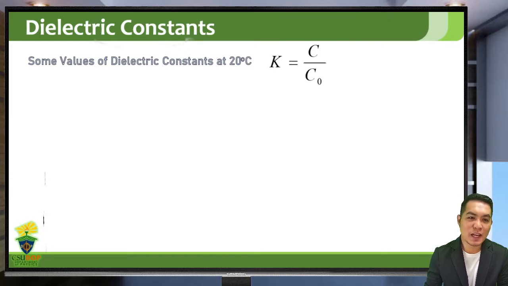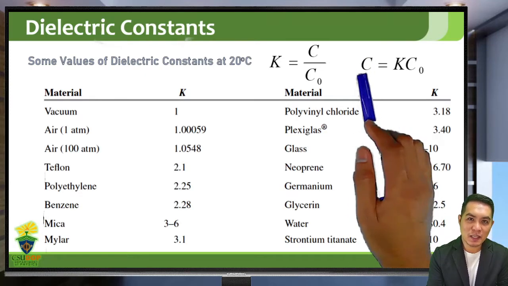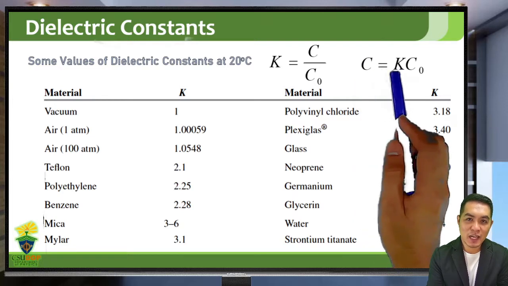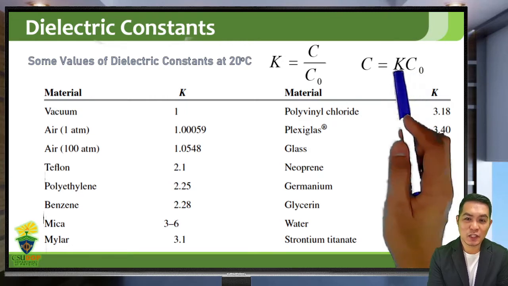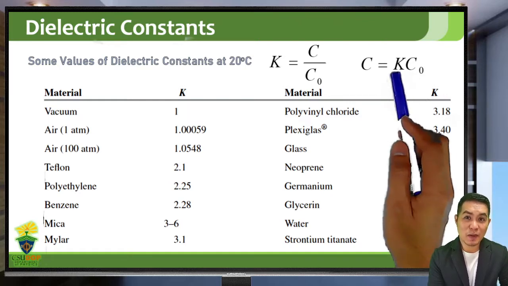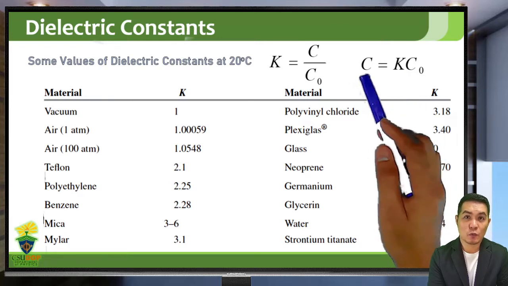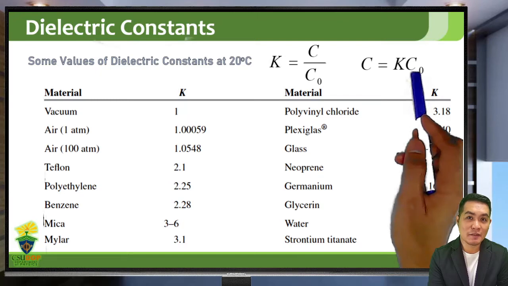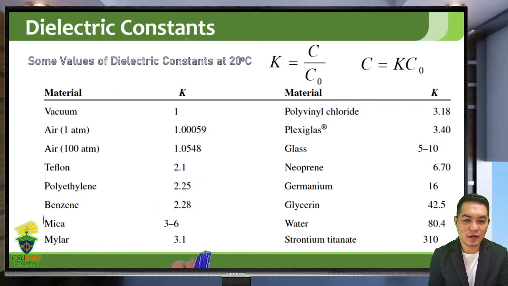So these are some values of dielectric constants at 20 degrees Celsius. Take note also that the capacitance now with the dielectric is just the dielectric constant times the original capacitance, the capacitance in vacuum without a dielectric. So you will notice that the effect of the dielectric is a multiplying factor to your original capacitance. If your dielectric constant is 5, then the new capacitance will be 5 times the capacitance in vacuum.